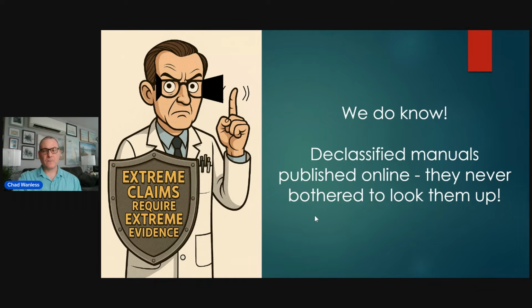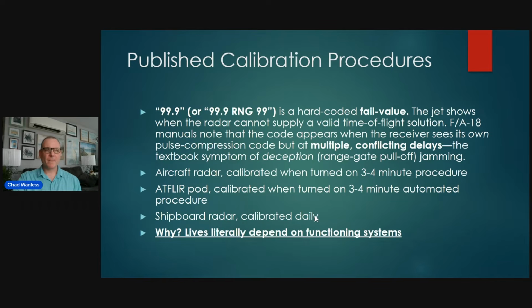Declassified manuals are published online. He never bothered to look them up. The 99 error message is a hard-coded failed value indicating that it has received multiple returns of the same code it sent out. This is not a possible calibration issue. Some other error message would have come up if it was a calibration issue. This is clear and distinct. It is receiving multiple returns from its radar pings.